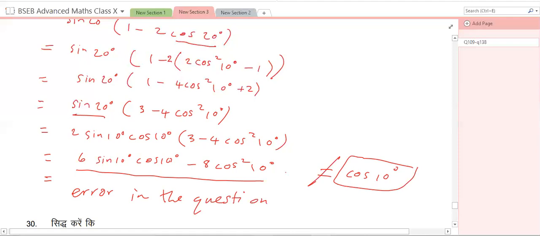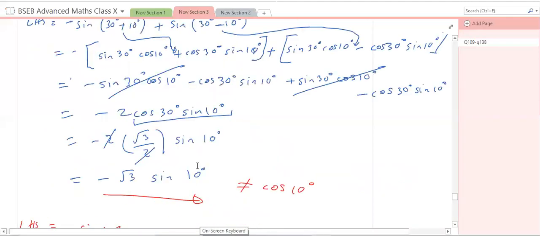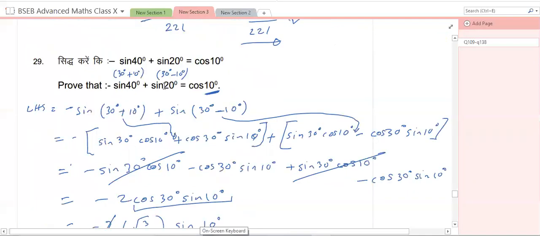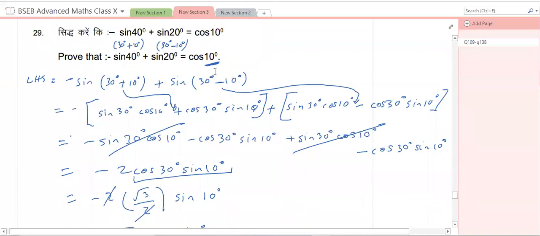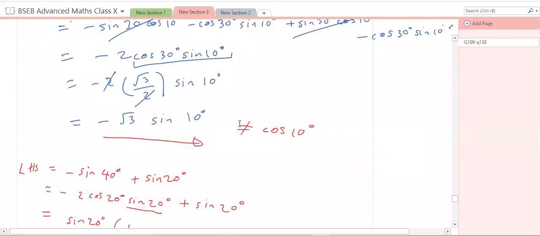Please comment. Right, so what I've done here is 100% correct. So minus sine 40 plus sine 20 is equal to cos 10 degrees. The answer for that is not actually equal to cos of 10 degrees. It's equal to negative root 3 sine of 10 degrees. That's what I've got here, negative root 3 sine 10 degrees.